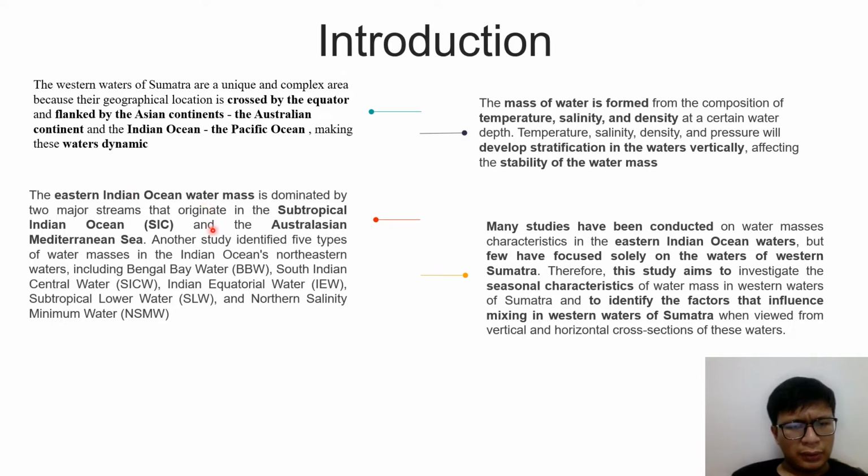The eastern Indian Ocean water mass is dominated by two major sources: the subtropical Indian Ocean and the Australian Mediterranean Sea. Many studies have been conducted on water mass characteristics in the eastern Indian Ocean, but few have focused solely on the waters of western Sumatra. Therefore, this study aims to investigate the seasonal characteristics of water mass and to identify the factors that influence mixing in the western waters of Sumatra.